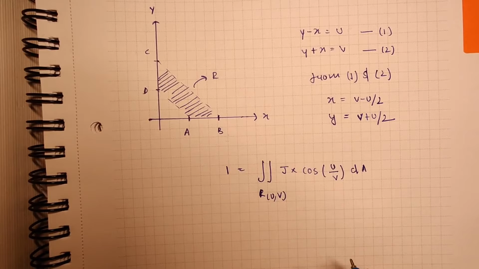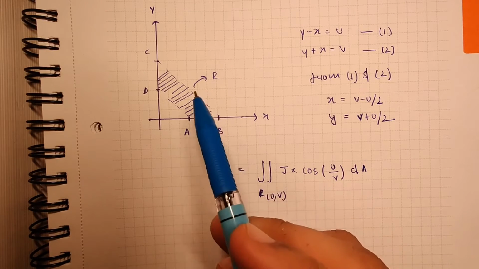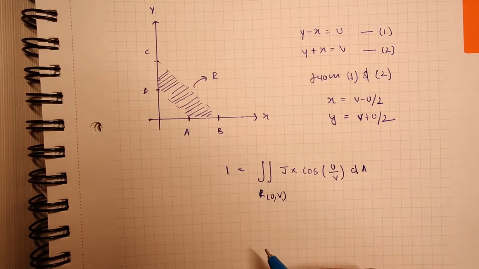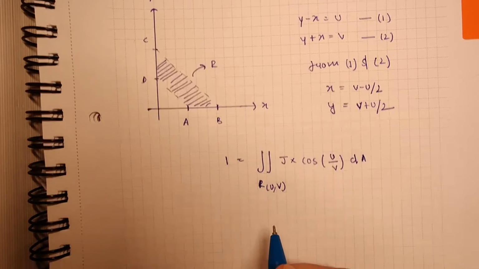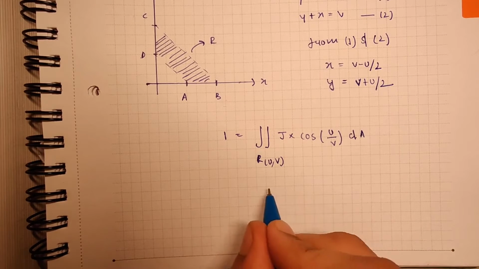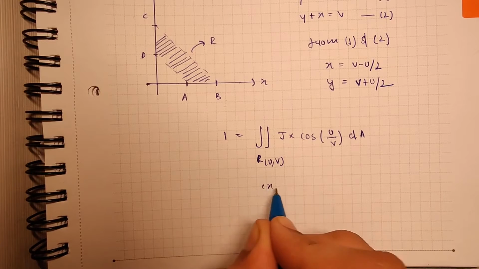Now since we have substituted the variables, we also have to look at the change in the points when the region has changed from the xy plane to the uv plane. So for that we need to calculate the points in the uv region. So it is simple.